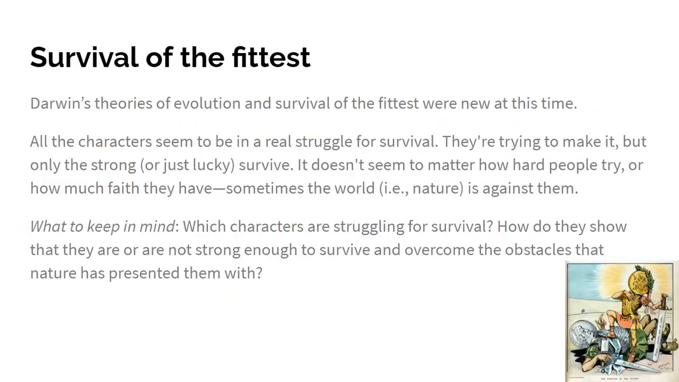So you may have heard of Charles Darwin before. His theories of evolution and this idea of survival of the fittest were relatively new at this time in history. And so writers began incorporating these concepts into their writing, addressing the idea that you have to be strong in order to succeed. And so you might have a book where a character is in a real struggle for survival. I think of Black Beauty, where this horse is in some really terrible situations.